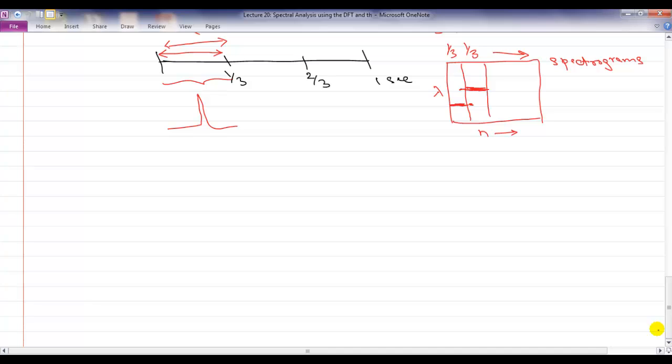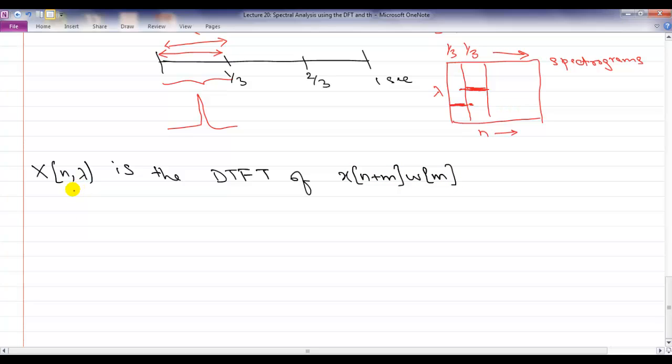So we want to say a few things about the invertibility of the short time Fourier transform. And the short time Fourier transform, as we talked about, is simply the discrete time Fourier transform of x[n+m] w[m]. So the short time Fourier transform at time n is simply this windowed version of my signal and the DTFT of that. Okay. So since the DTFT is invertible, this means that the short time Fourier transform is invertible. In particular, if we are given x[n] and we know its Fourier transform, we can compute x[n] using the inverse Fourier transform formula.